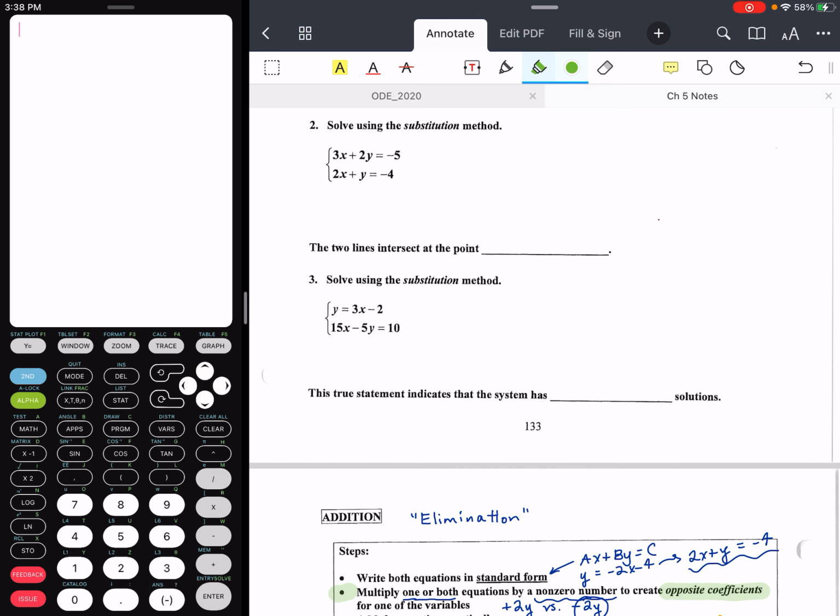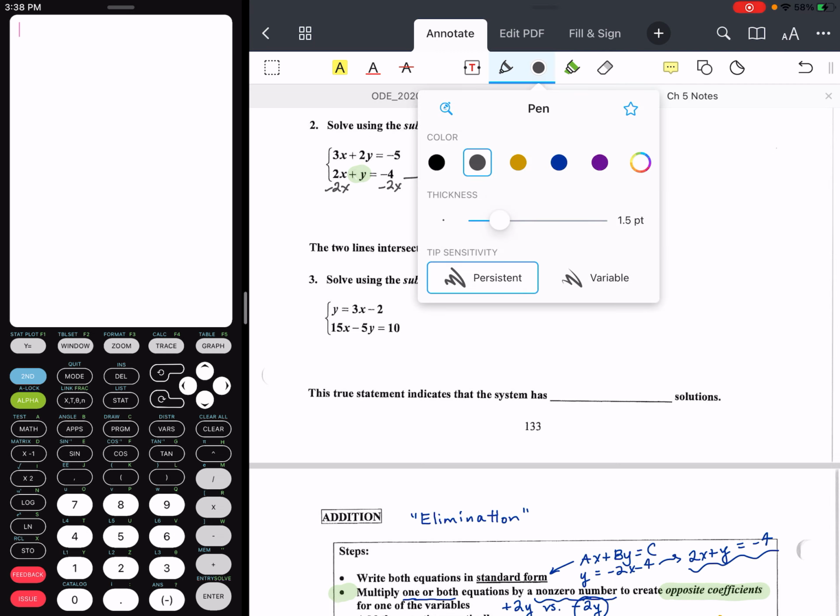All right, so let's do this again using the substitution method for number 2. So first I want to make my life easy, and I see that we have this plus y in the second equation. So I'm going to take that second equation and solve it for y, by subtracting 2x from both sides. So this gives me y equals negative 2x minus 4.